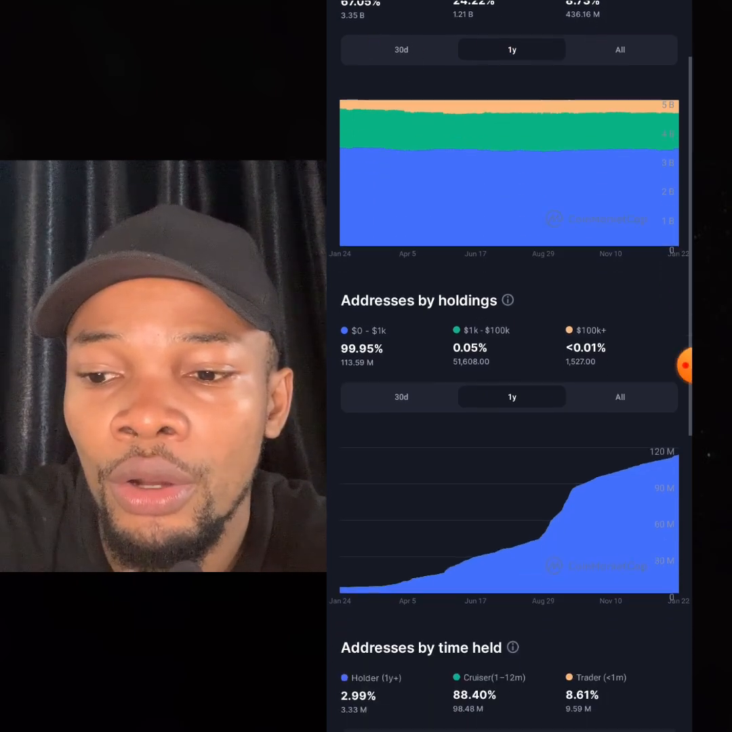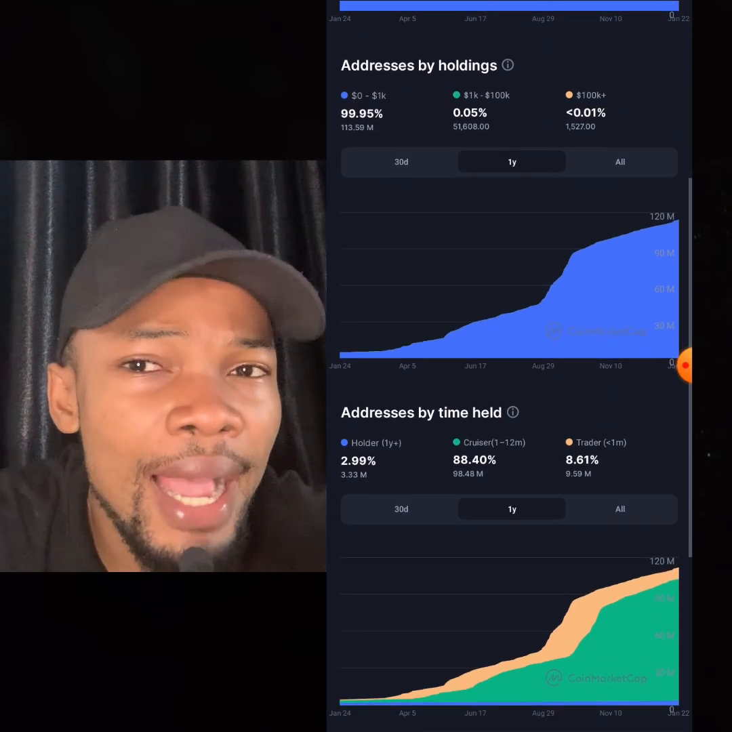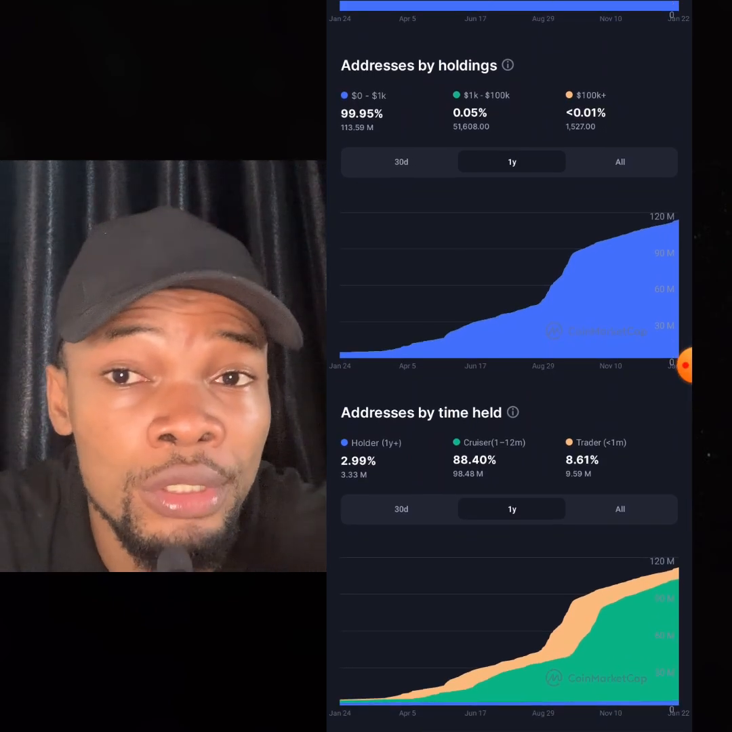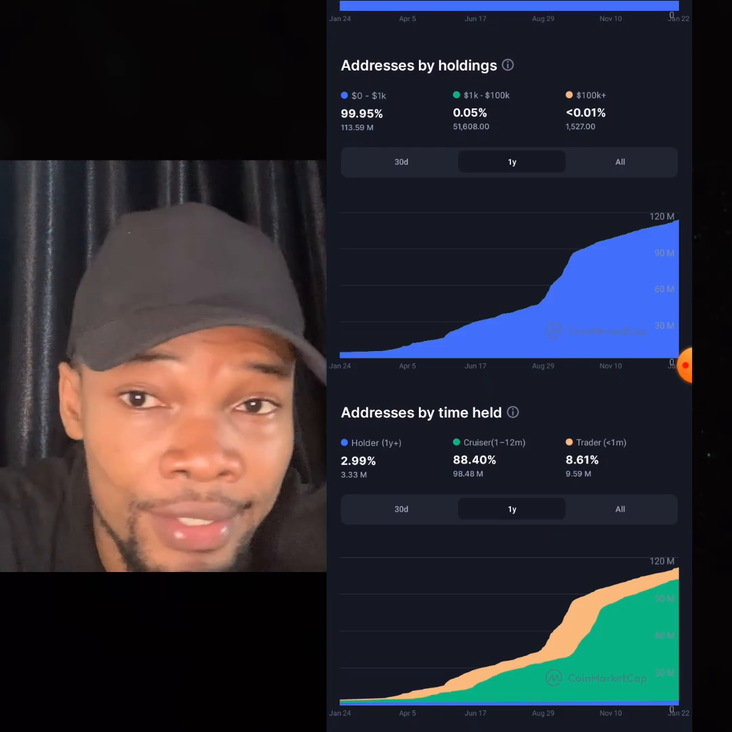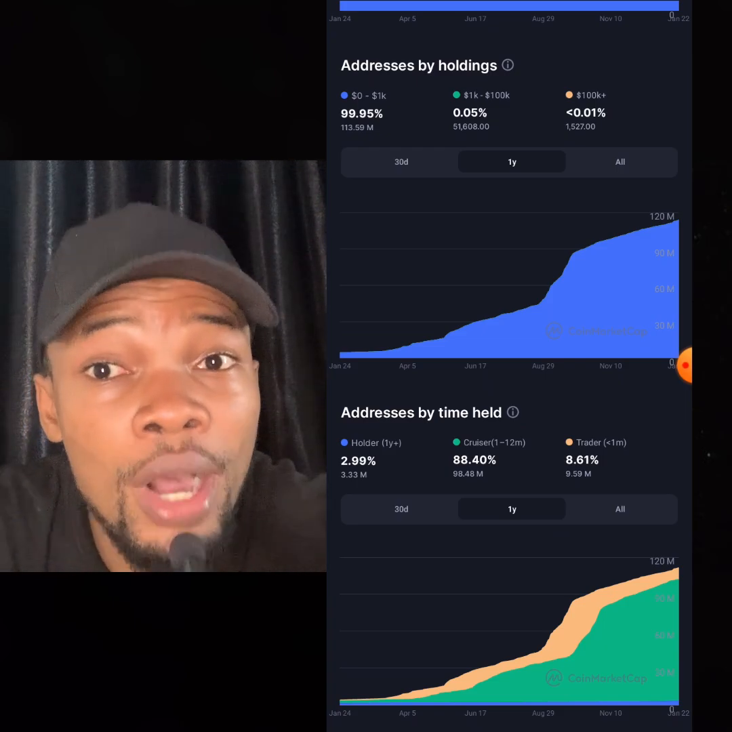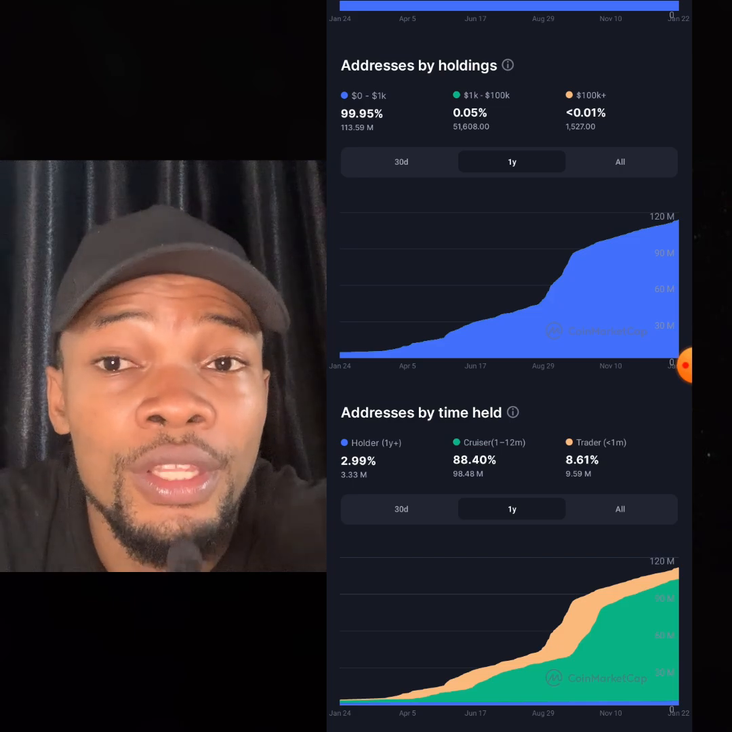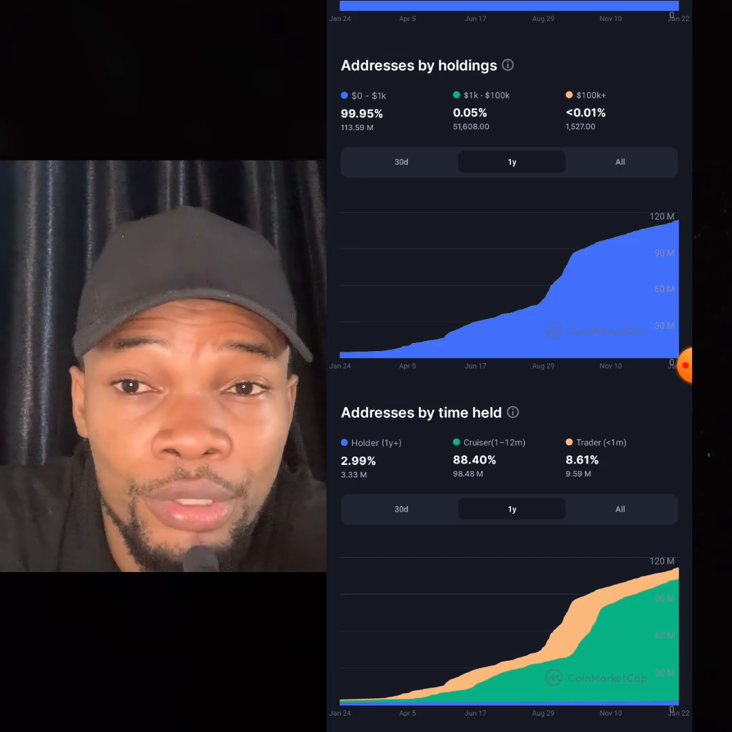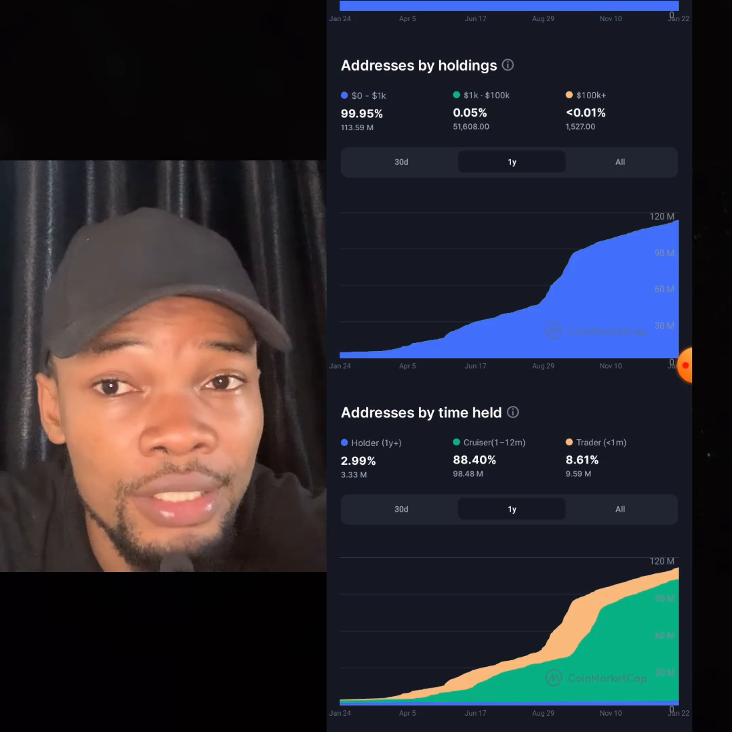All right. Now, coming down, how many wallet addresses are holding TON? The more addresses holding TON, the more possibility that the price of TON will increase in value.